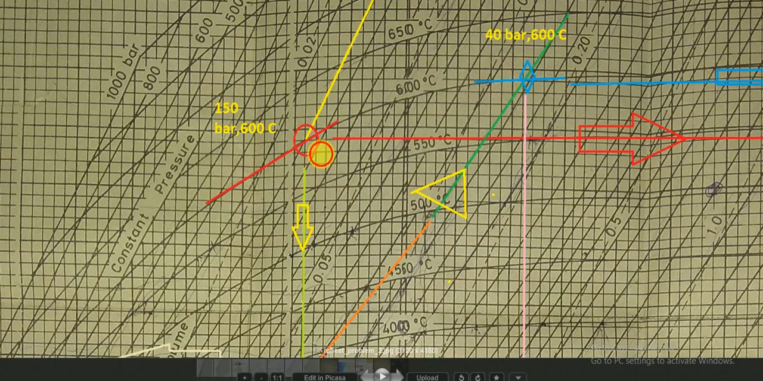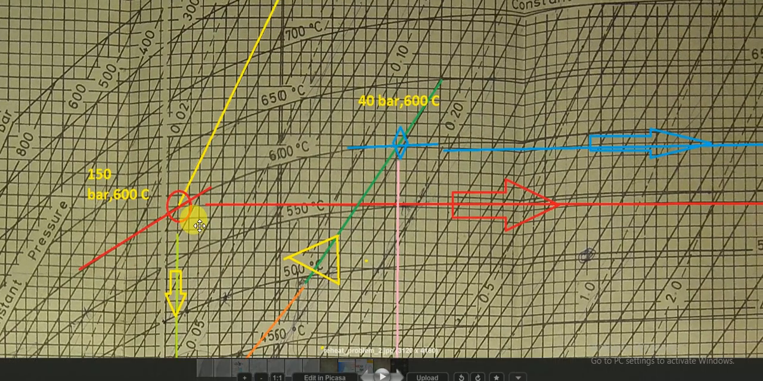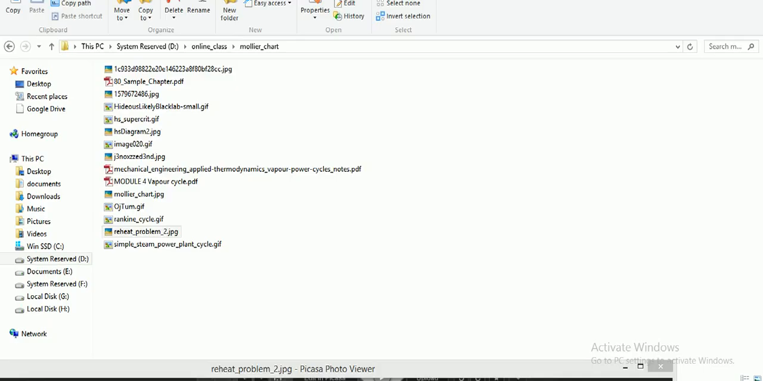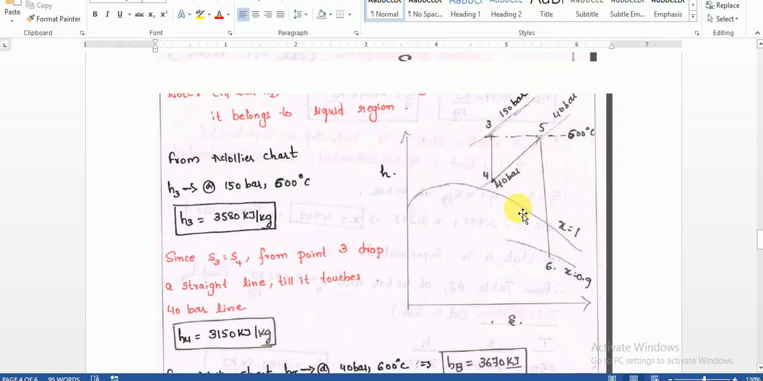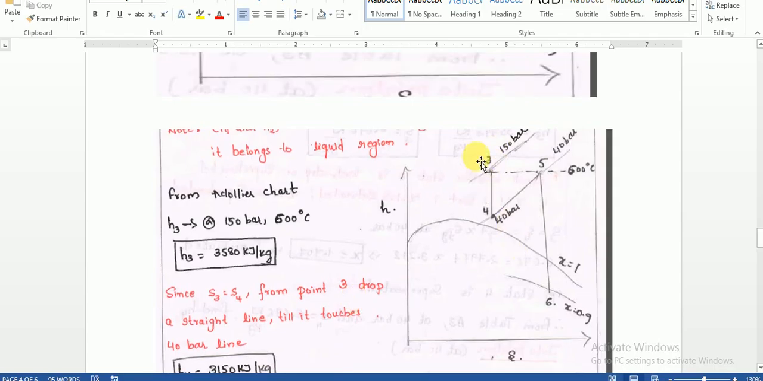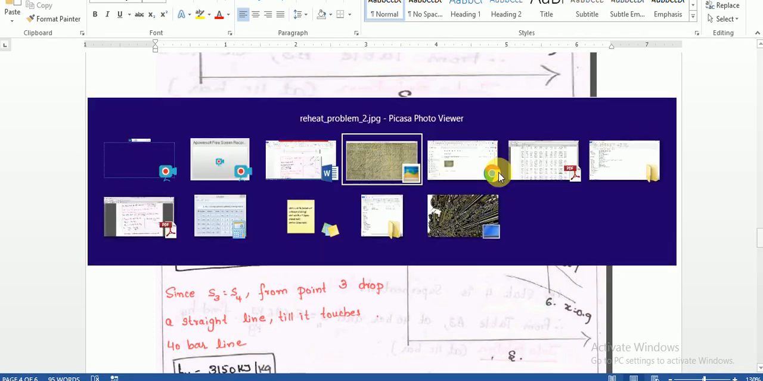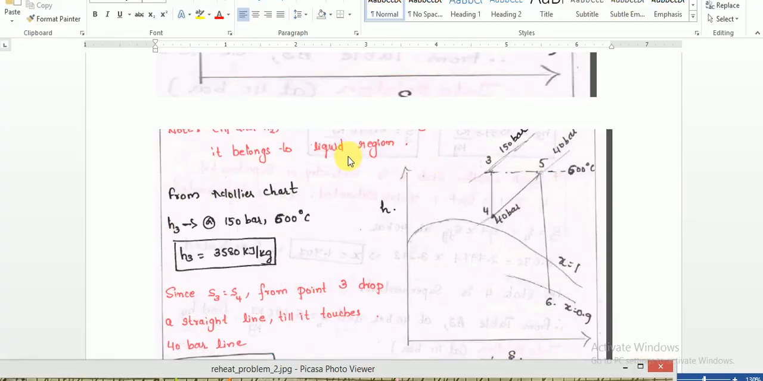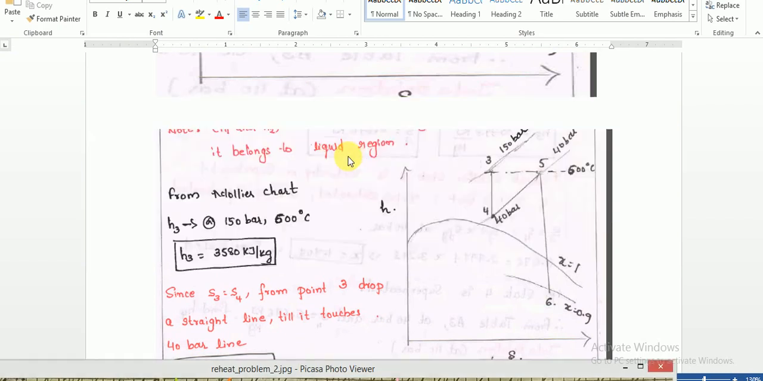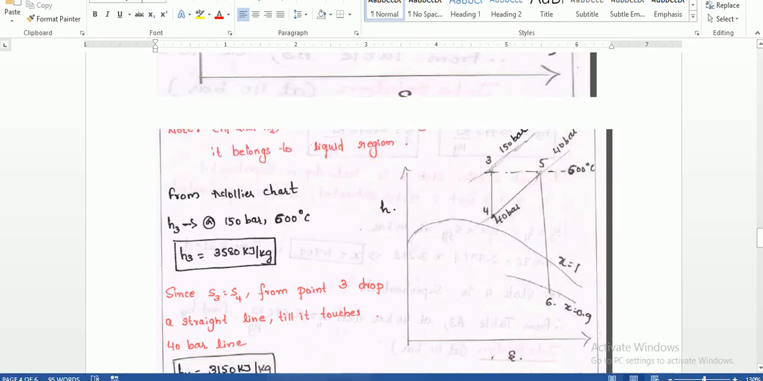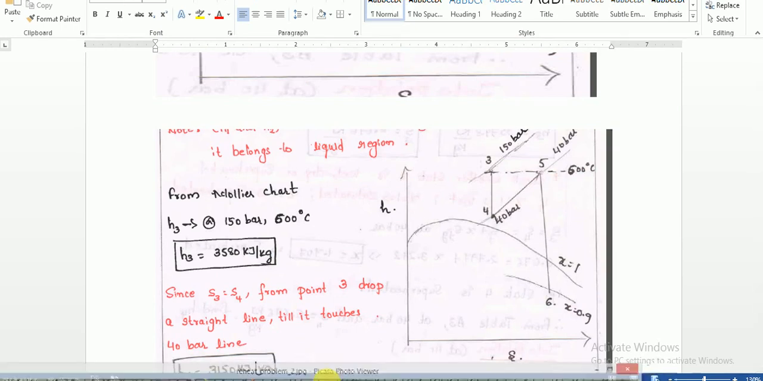So we need to find the value of H. We know that at 150 bar and 600 degrees Celsius, we need to note down the value of H3. To note down the value of H3, we go to the Mollier chart.